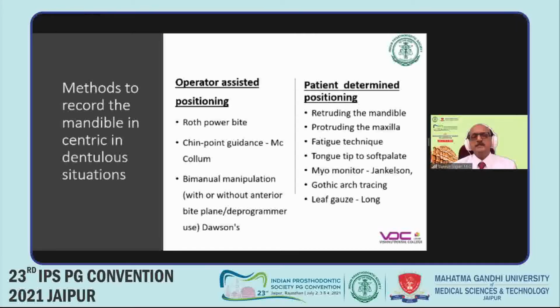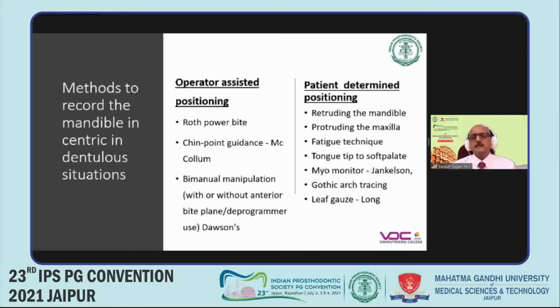Then the chin point guidance is to place the thumb on the chin and ask the patient to retrude and then give a gentle push. And the bimanual manipulation by Dawson is practiced very much, although it has certain difficulties. We'll see it later. That also works. It is a very popular technique made by Dawson. The patient-determined technique is retruding the mandible. You ask the patient to retrude. When it is not possible, ask the patient to protrude the maxilla, and sometimes the patient will retrude the mandible. Fatigue technique, we have already understood, and the tongue tip and soft palate.